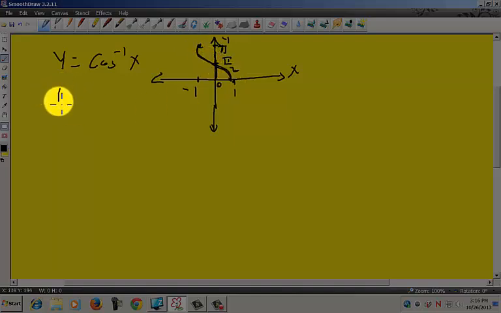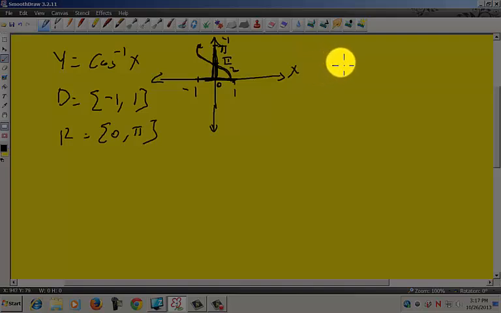So I have to state the domain and the range. The domain is the distance from here to here. Those are my x values. So I'll state in interval notation, -1 to 1. And then the range is going to go from 0 to pi. So 0 to pi. That's the domain and range of the cosine inverse.